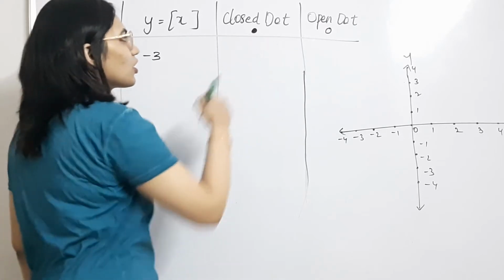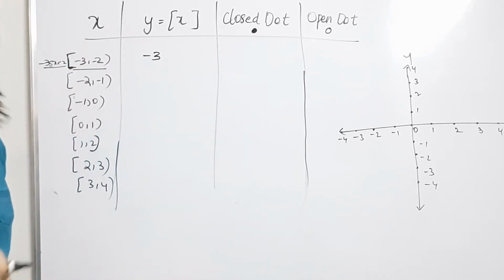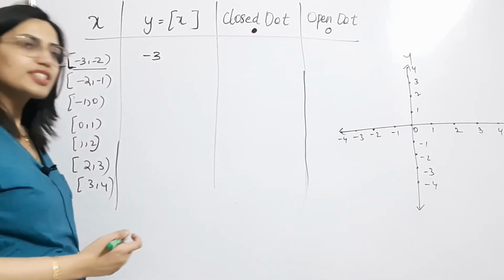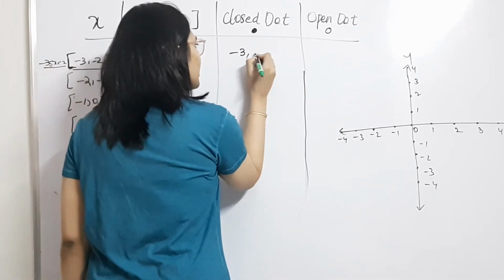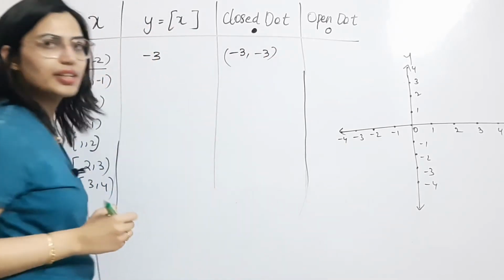What is the closed dot? That means the closed dot includes the smallest integer, right? Here the smallest integer is -3. So the closed dot will be (-3, -3), right?